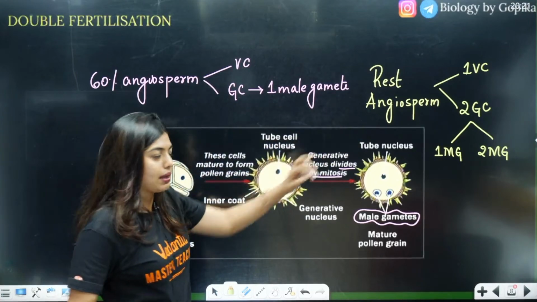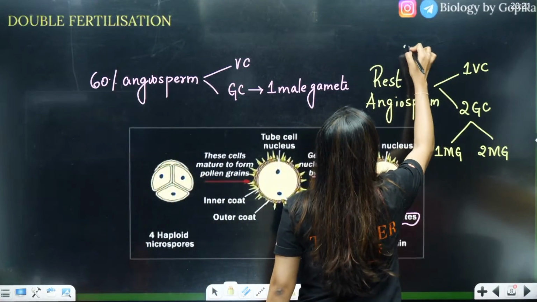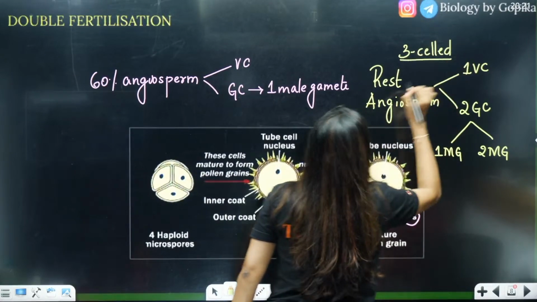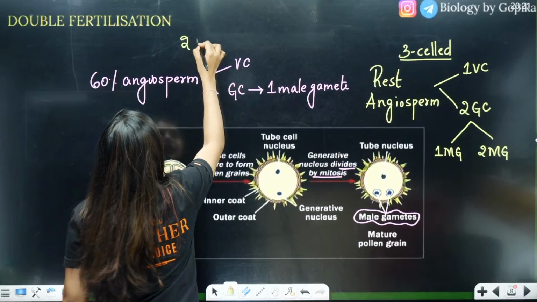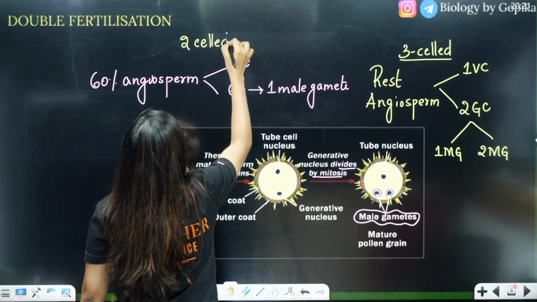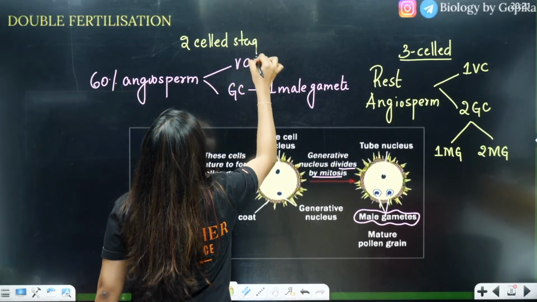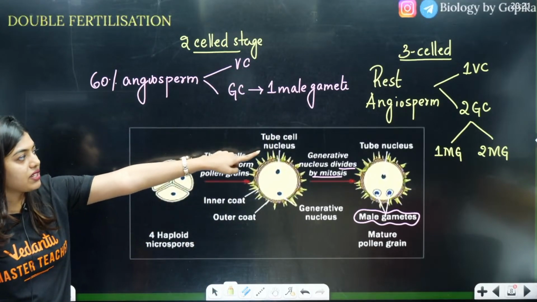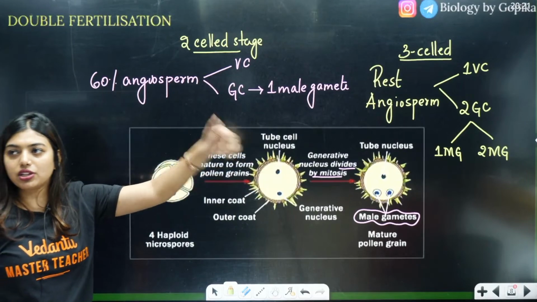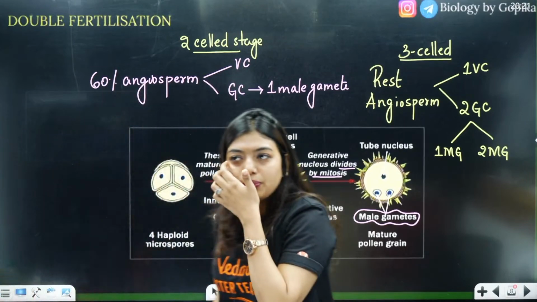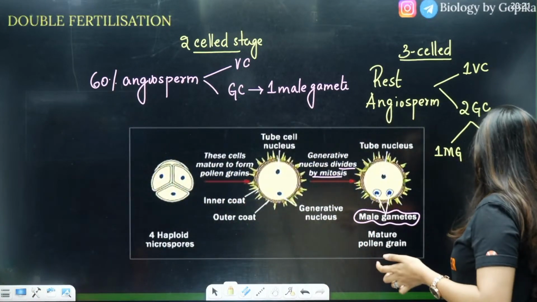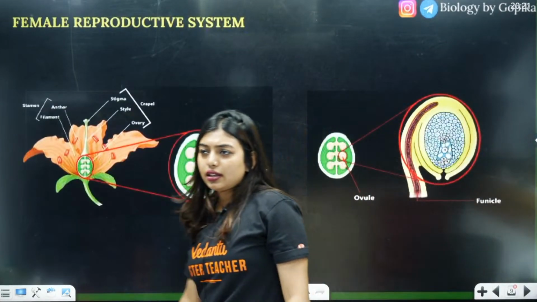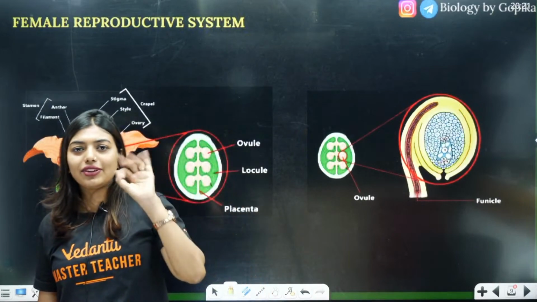In some of them, there is a 3-celled stage. What do we call this? 3-celled stage. And in some of them, it is a 2-celled stage. Clear to all of you? 2-celled and 3-celled, that is 1 VC, 2 GC, 1 Mg, 1 Mg. Done? Yes or no? I'll teach you double fertilization, but just understand this concept. Is that clear? 2-celled and 3-celled stage.